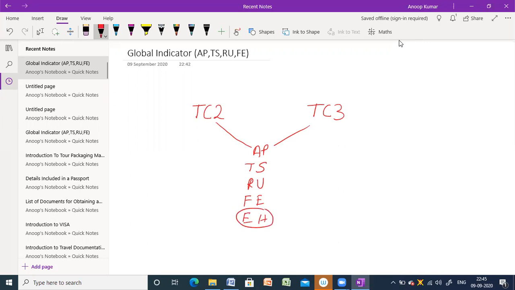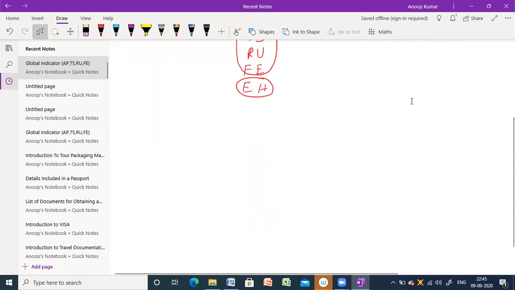EH we have already discussed in detail, so I will not touch EH in this particular video. So in this video, we shall be discussing various conditions related to these four global indicators. Let's start discussing about these four global indicators. The very first global indicator is AP. The full form of AP is Atlantic Pacific.